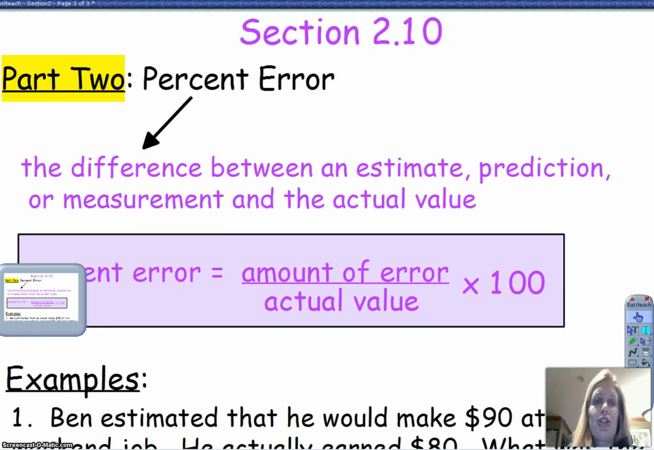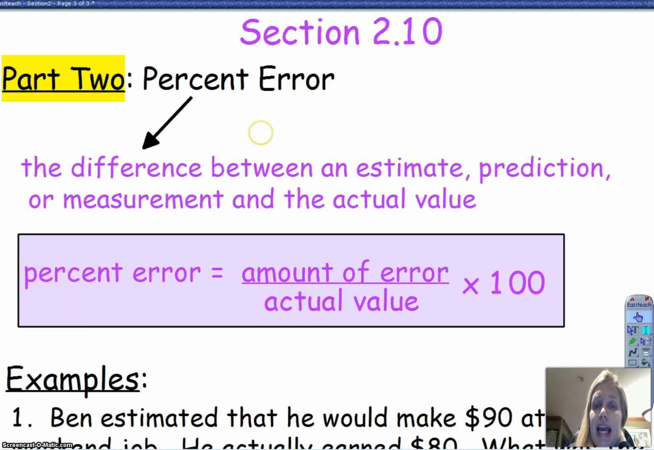Okay, part 2, percent error. Percent error is very similar to percent of change. Basically, it's just the difference between an estimate, so what you've predicted or estimated something's going to be, or measured, and compared to the actual value. So please write down what's in the purple box, the amount of error over the actual value, and then we're going to multiply it times 100 to get a percent.